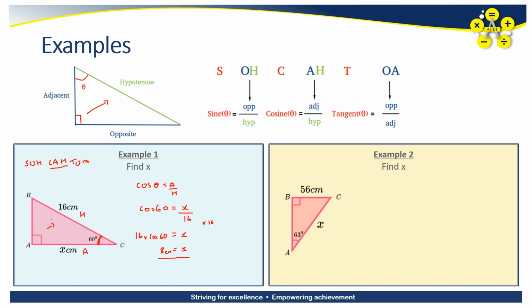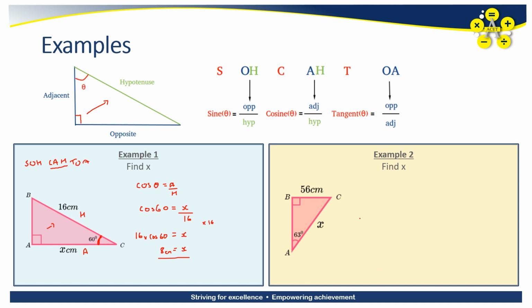I can always check if my answer is greater than 16, greater than the hypotenuse. Chances are I've done it wrong because the hypotenuse is the longest side, so it makes sense for that. I would always check my units to make sure it is centimetres and not metres or inches or yards or a different unit of measurement.